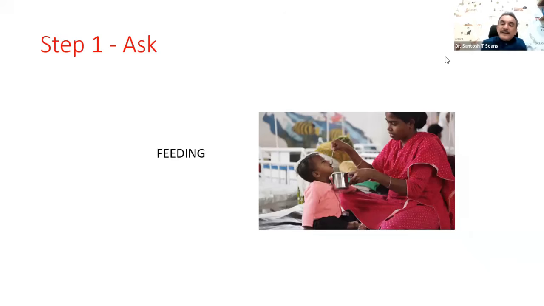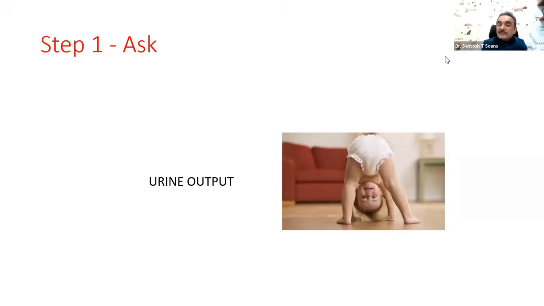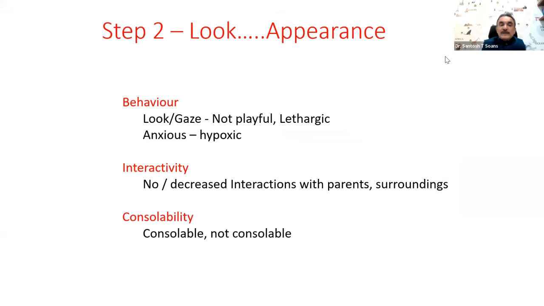Then second is feeding. Usually the mother tells every time the baby is not feeding well, but actually if the baby is taking less than half of what the baby is usually taking, that means the baby is not well. So it's very important for us to ask about the feeding in a small child. Third is the urine output. Minimum times a baby should pass urine is about 5 times. Anything less than that means the baby has got dehydration. Circulation is compromised.